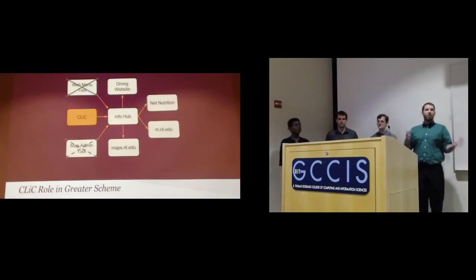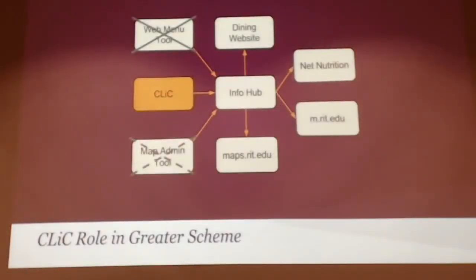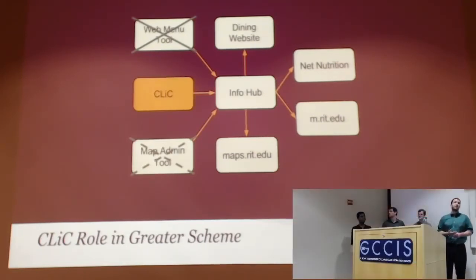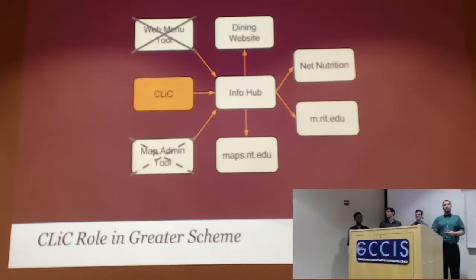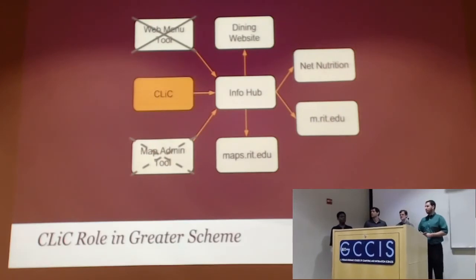So to give you an idea of where we fit in the bigger picture, we designed Click to take out the web menu tool that you can see up top, and we were successful in creating an application that will be able to take that place. Then you see the map admin tool is crossed out with dashes. The idea is that eventually, when this application is built upon more in the future, it'll be able to take out that tool as well. So that's where it falls, feeding the information into InfoHub.